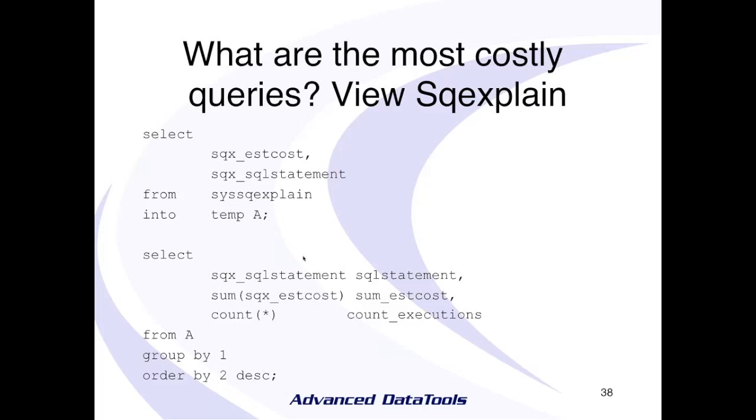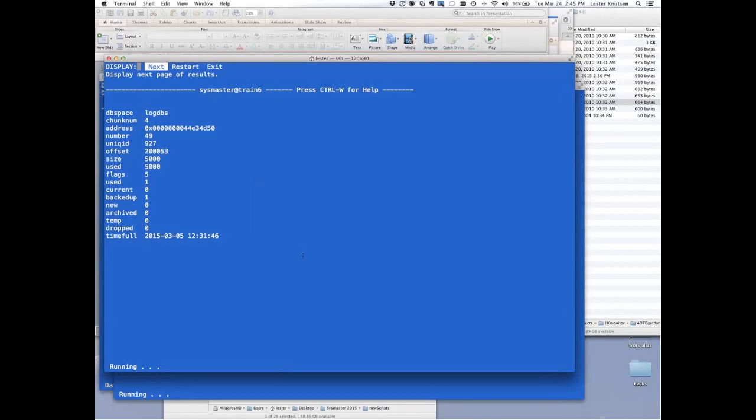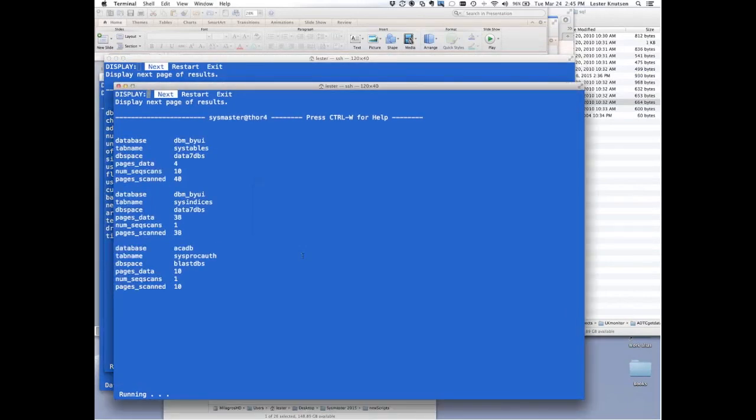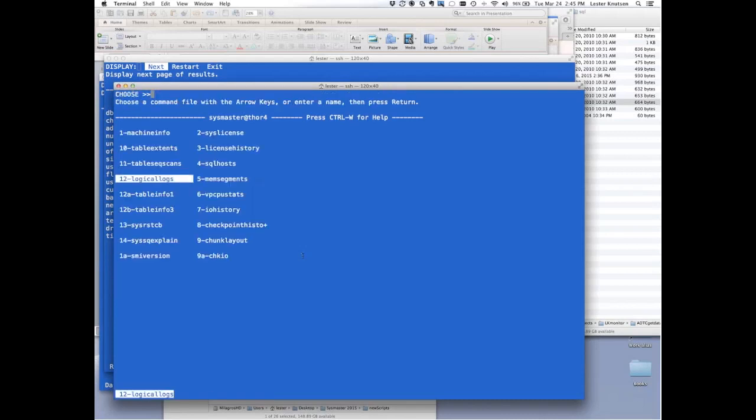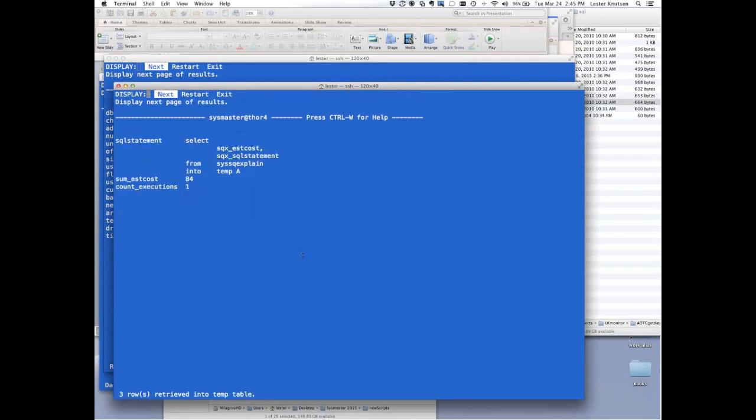Now this table is in 11. Somebody just said it's not in 11. Let me come here to one of my 11 systems. And I believe it is. Thor is on version 11. And yep. So it is on version 11.